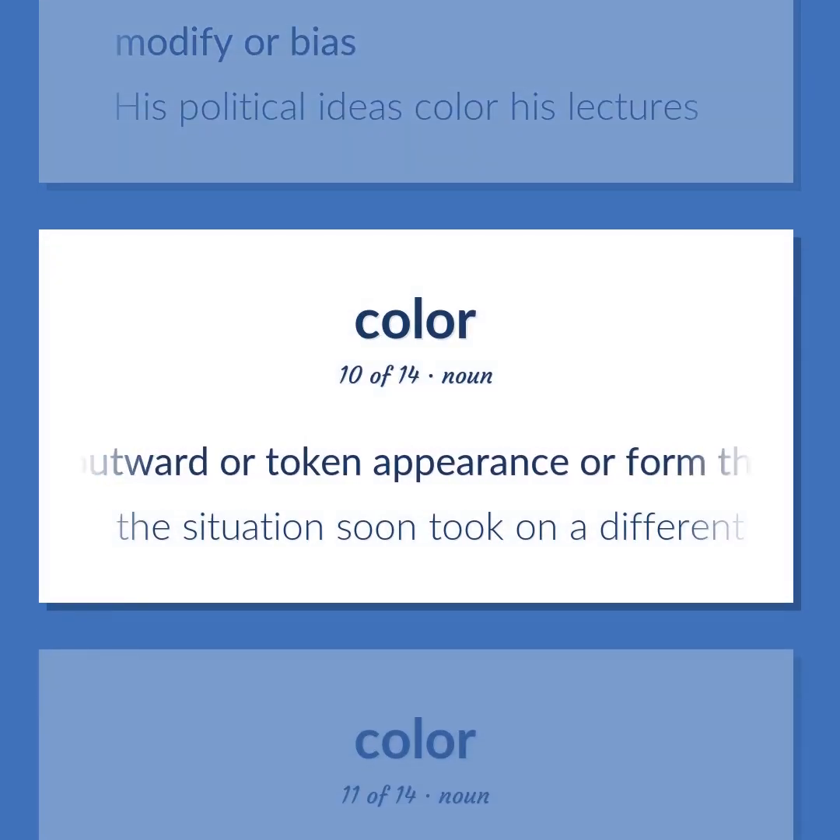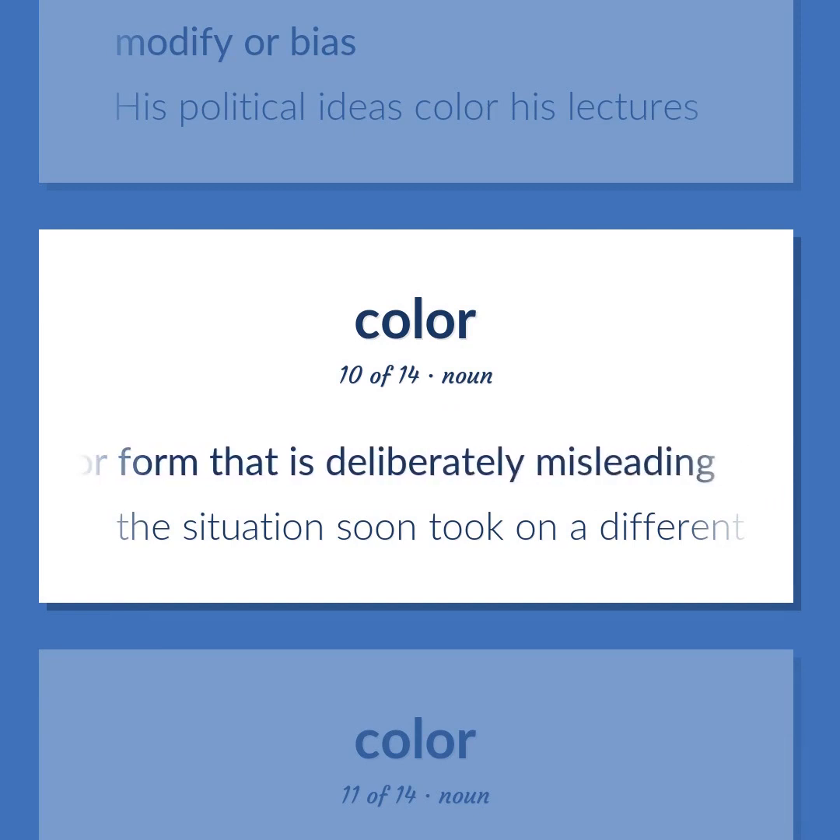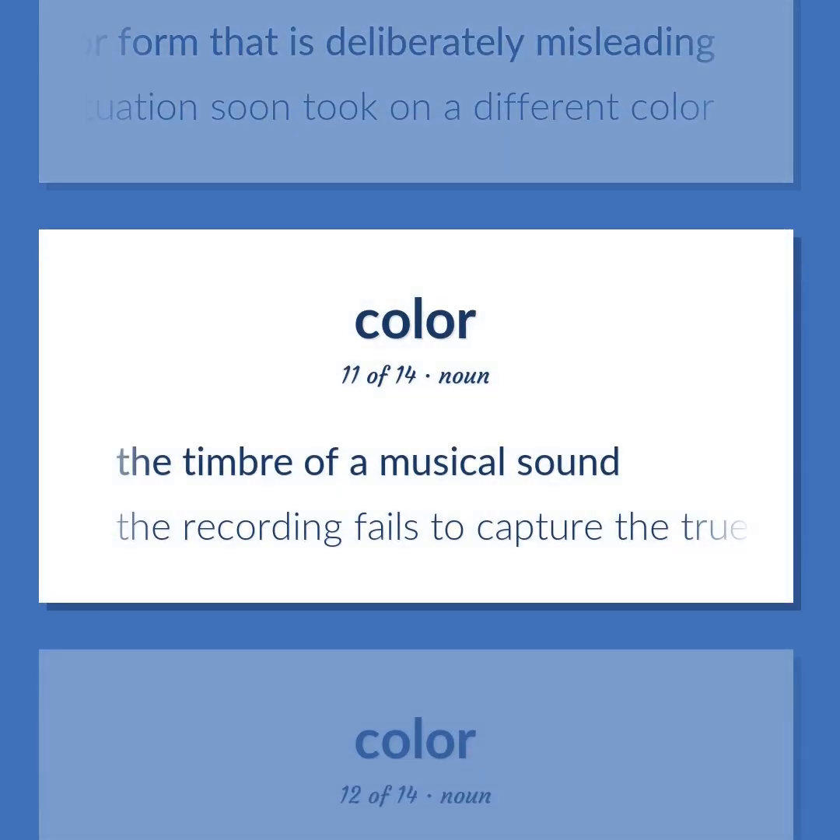An outward or token appearance or form that is deliberately misleading. The situation soon took on a different color. The timbre of a musical sound. The recording fails to capture the true color of the original music.